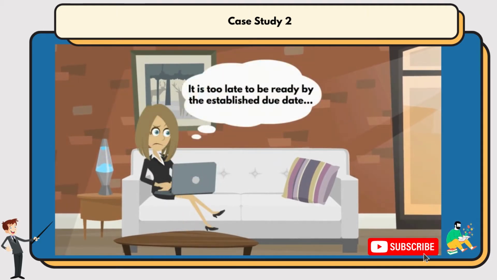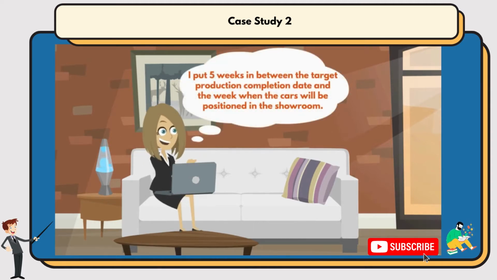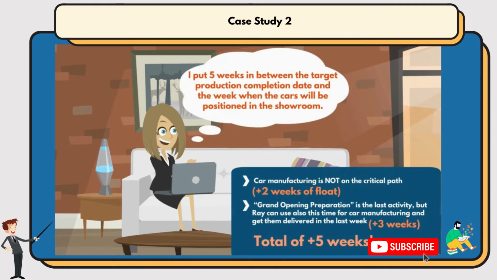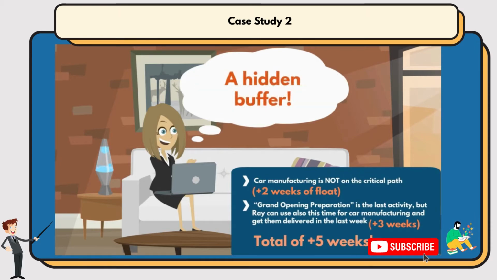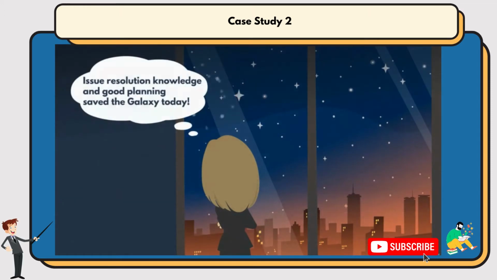Unfortunately, it's too late to be ready by the established due date. Actually, 4 more weeks will be needed on top. But Ray is an excellent planner, and she had put 5 weeks in between the target production completion date and the week when the cars will be positioned in the showroom, a hidden buffer. So, issue resolution knowledge and good planning saved the galaxy today.